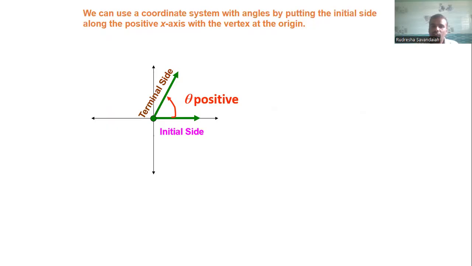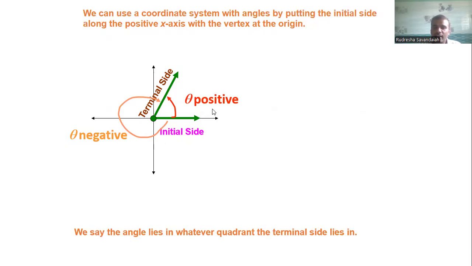See here, there are two lines. This is the initial side and this is the terminal side. Some angle, maybe 30 degrees, maybe 60 degrees, maybe 90 degrees. Theta is positive here. This theta is negative. The first quadrant is plus, plus. This is the positive quadrant. This is the negative quadrant.